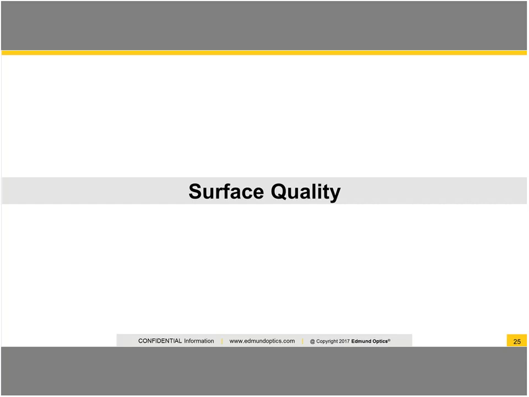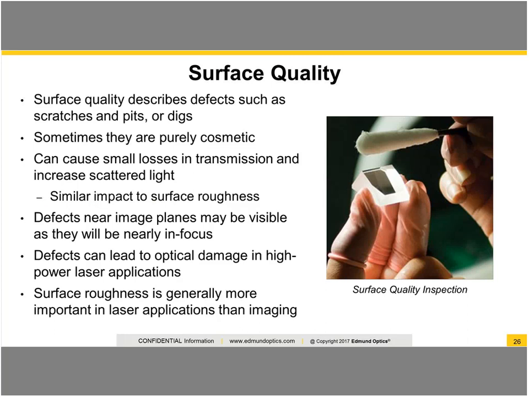Surface quality is a little bit different than these geometrical issues, and it's a little bit complicated, so I'll take a few minutes to explain. Surface quality is generally used to describe defects such as scratches, pits, or digs. Sometimes they can be purely cosmetic, and you just want to make sure that your product looks good. Other times they might cause a small loss in transmission due to increased scattered light. It'll have a similar impact to the overall performance of your system that surface roughness would have.